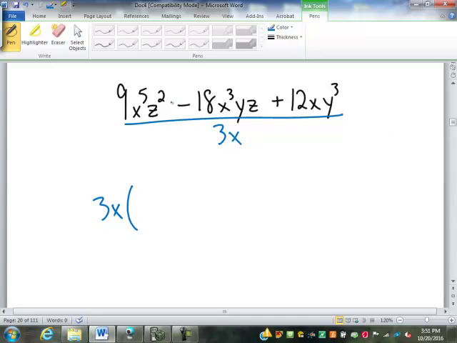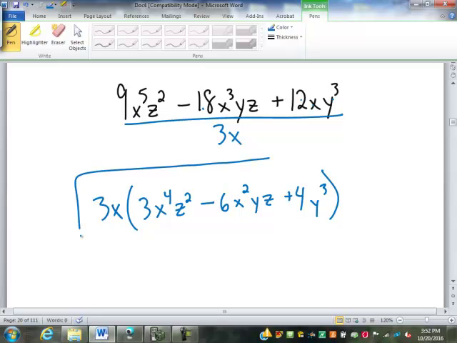That's easy to do. That's one of the reasons why I put a little line through my z's. So now I divide by 3x. 9 divided by 3 is 3. X to the 5th divided by x, x to the 4th. That has nothing to do with the z squared. Negative 18 divided by 3, negative 6. X squared, and then nothing to do with the y or the z. 12 divided by 3, 4. X's divide out, and I do have the y to the 3rd that nothing happens to. And that's it.